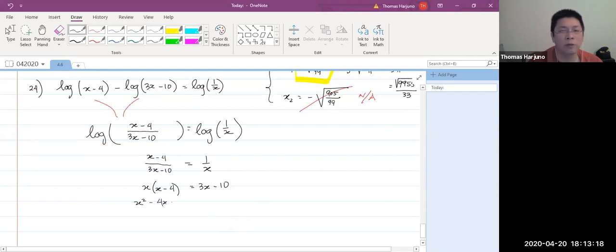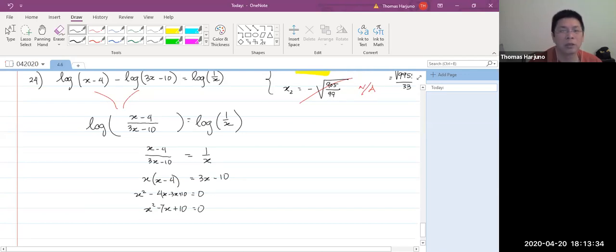Let me move it to the left at the same time. Minus 3x plus 10 equals 0. So x squared minus 7x plus 10 equals 0. Fast forward, that will be x equals 2 and x equals 5.